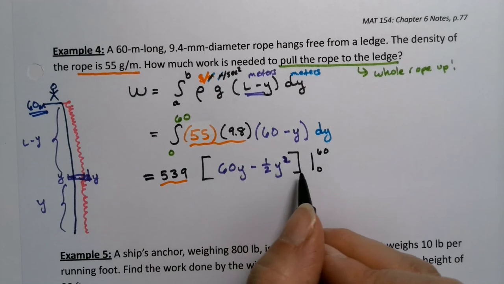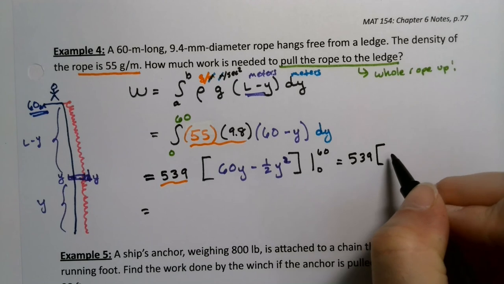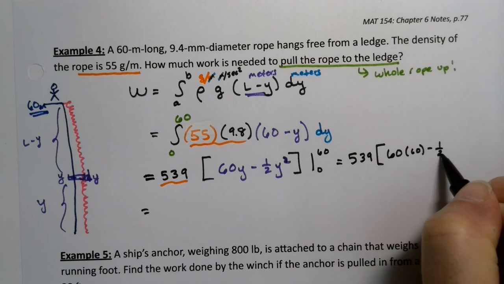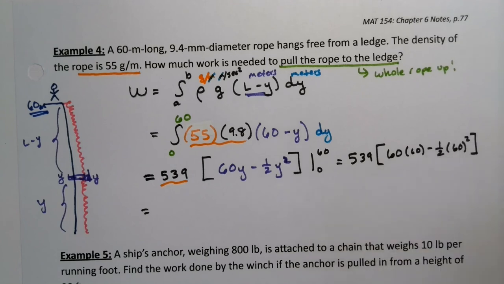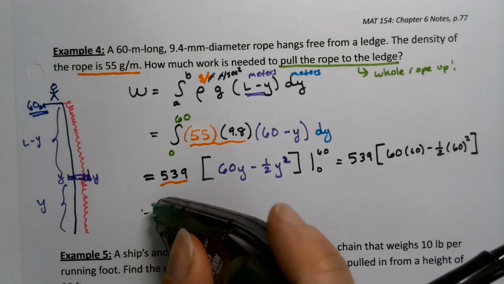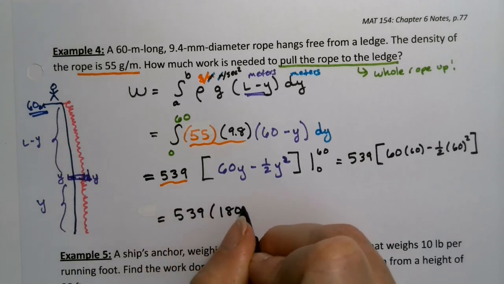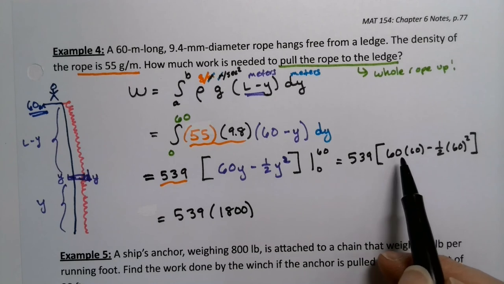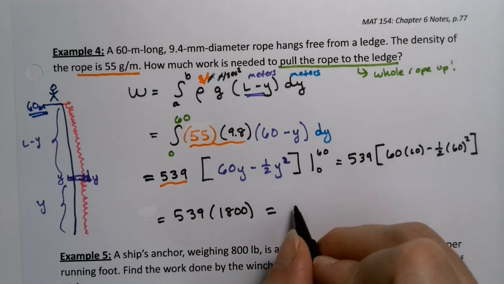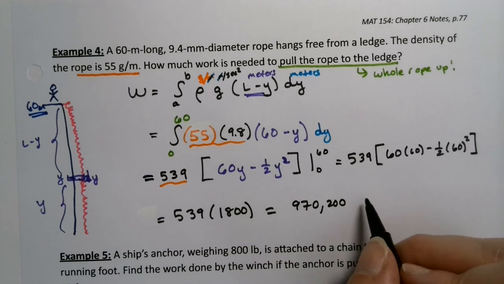All right, well, 0 won't be relevant because here, I'm going to do this over here. 539 times, and then it's 60 times 60 minus 1/2 times 60 squared. Well, that's 60 squared minus 1/2 times 60 squared, so the whole thing is 1/2 times 60 squared. I mean, you can just grab Desmos and find it. It's 539 times 1800. 60 squared is 3600. So 3600 take away 1800, which is 1800. And again, I use Desmos, and it's 970,200.